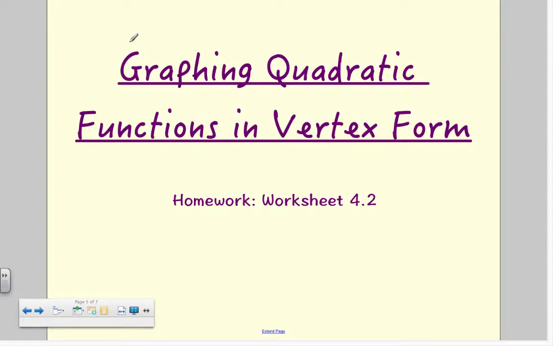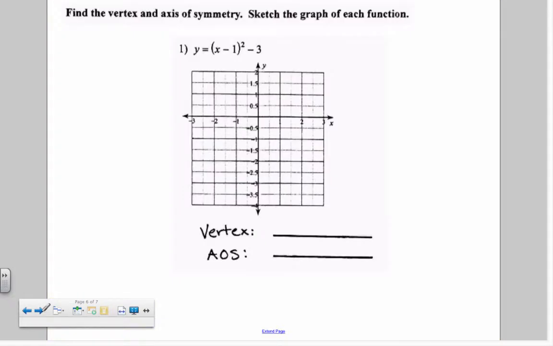So today we'll be graphing quadratic functions in vertex form. We just got done graphing in standard form, and now we're going to use the vertex form. Vertex form is really similar to graphing absolute value functions because we deal with a, h, and k. So the vertex form of a quadratic is y equals a times x minus h squared plus k.